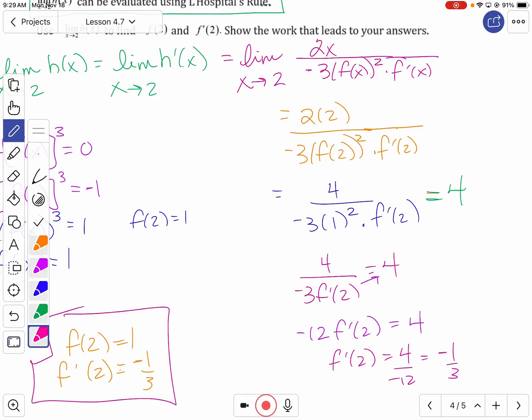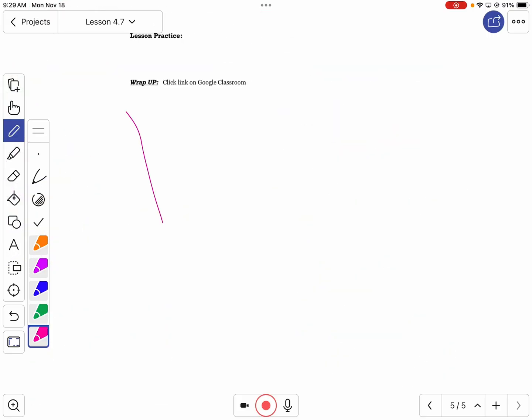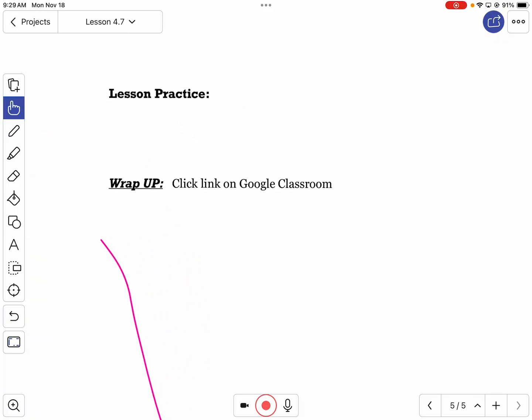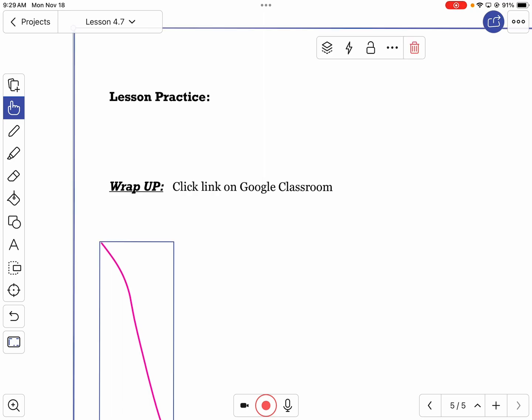All right, so here's what I did for you. There's a worksheet back there if you wanted a physical copy. But also on page 462.